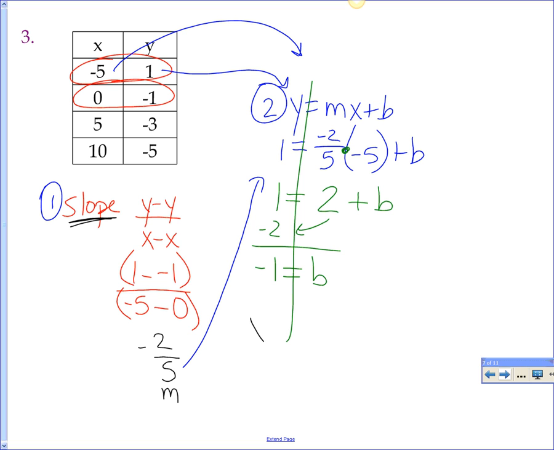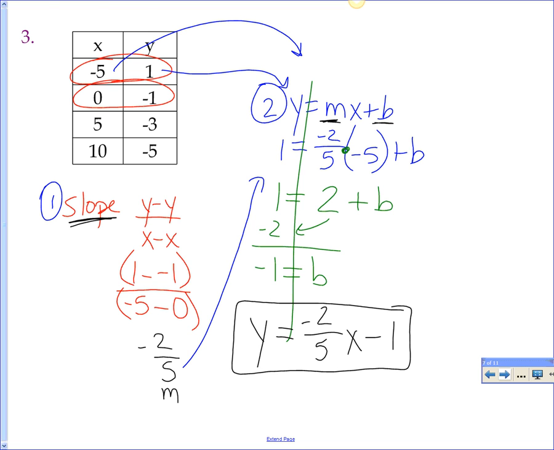All right, final answer. Don't forget your milk and brownies. So your milk, the m is negative 2/5. Put an x beside it, and then minus 1 is your b. So that is your answer.